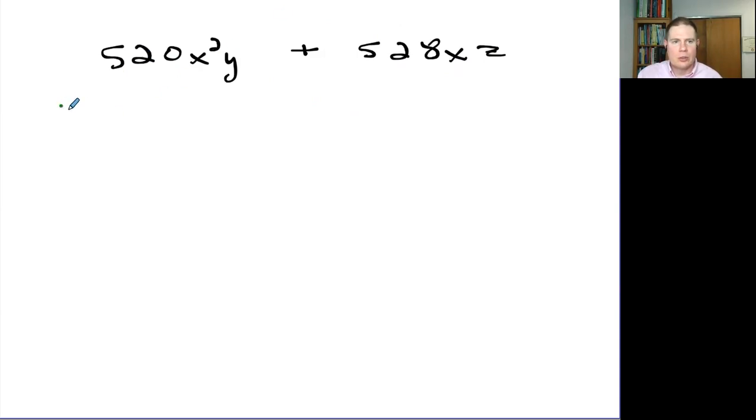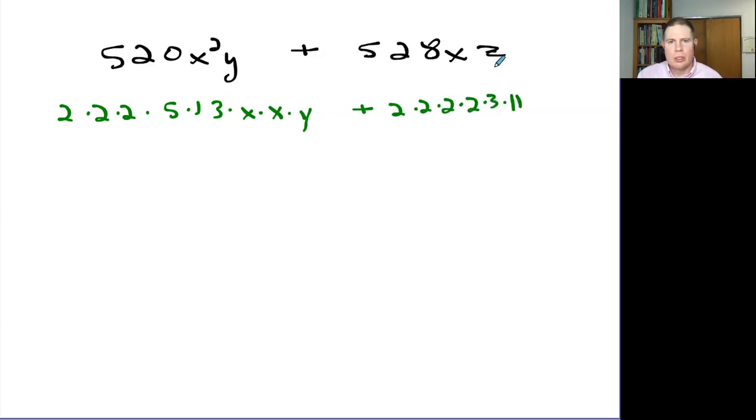520 is still 2 times 2 times 2 times 5 times 13. But now it's times x squared times y. So times x times y. 528 is still 2 times 2 times 2 times 2 times 3 times 11. But now it's being multiplied by x and z, right? We're starting out with the same process of fully factoring each term and then looking for what they have in common. 2 and 2, 2 and 2, 2 and 2.